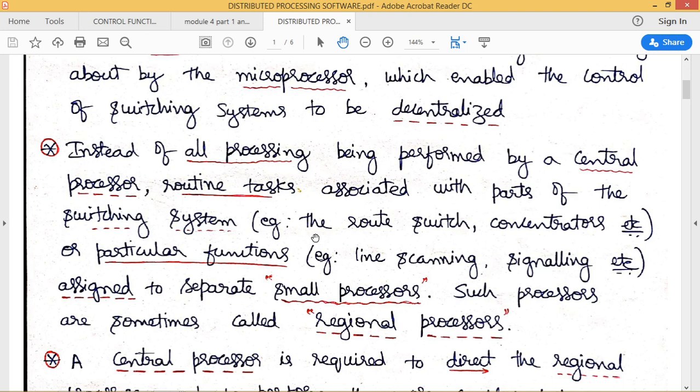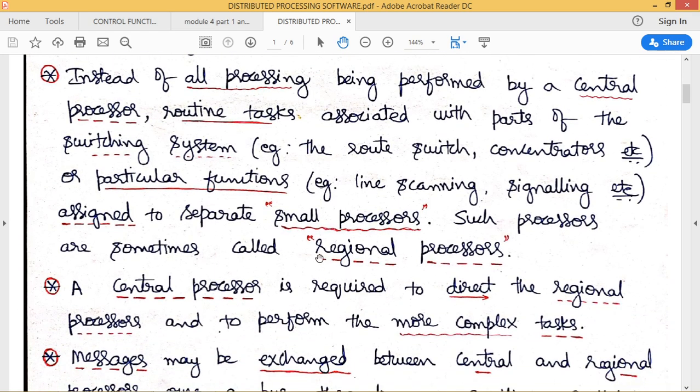So the routine tasks as well as particular functions performed by an exchange, or performed by a central processor, are assigned to separate small processors. We will make use of small processors inside an exchange, and those processors are made to look after routine tasks as well as different particular functions performed by an exchange or a central processor. Such small processors are sometimes called regional processors.